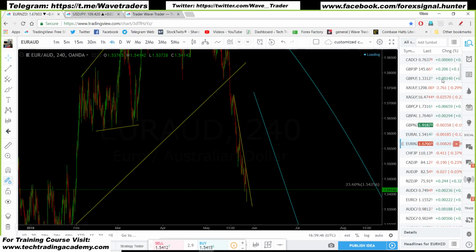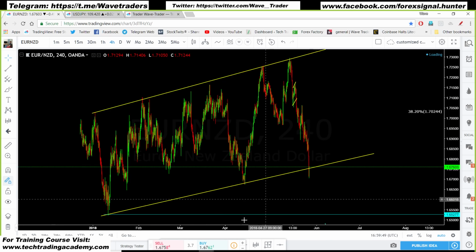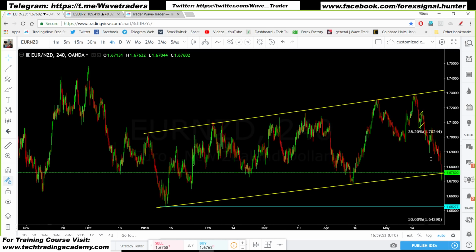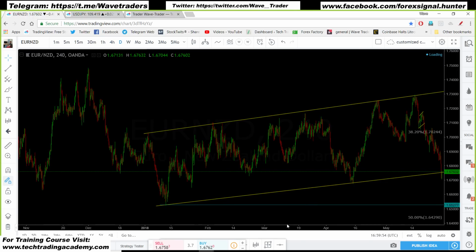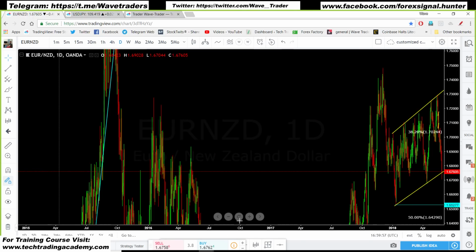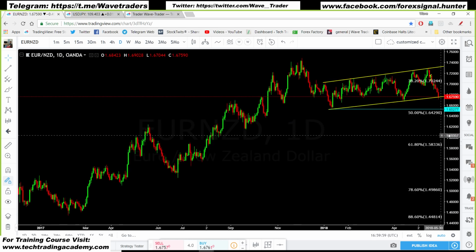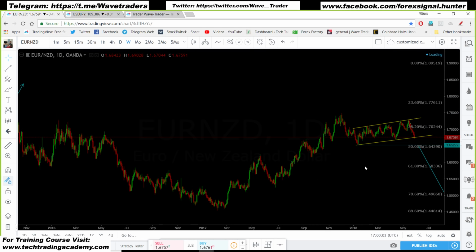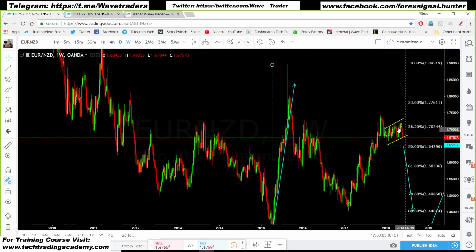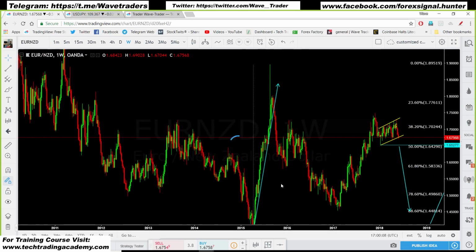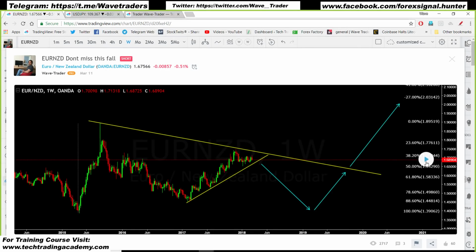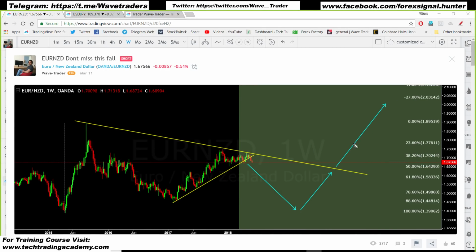Okay, so Euro New Zealand dollar. Hope you guys are already in that trade. Yeah, I was showing you this trade since very long. All right, let me show you the weekly chart. We are looking for this bigger weekly flag to break down and continue to the downside.